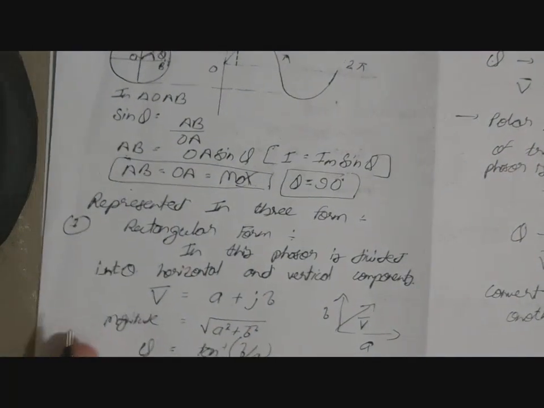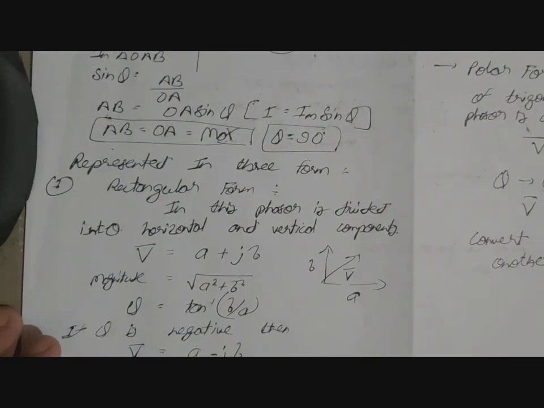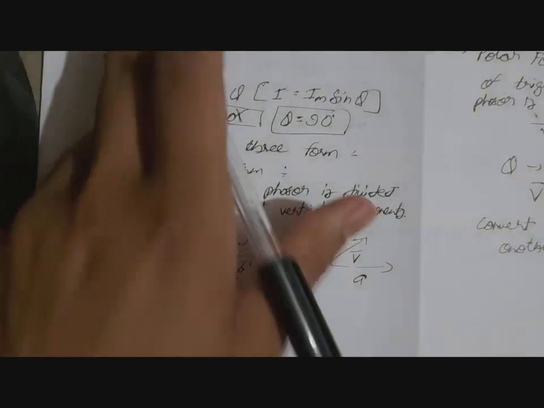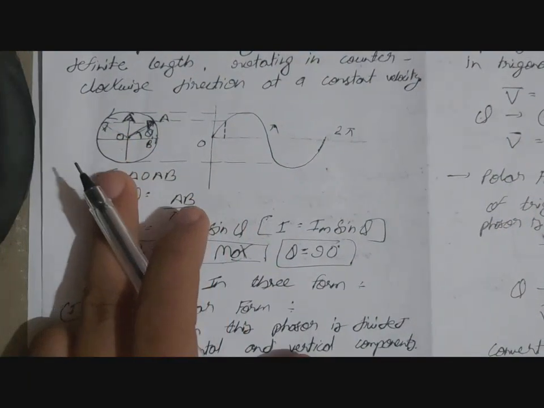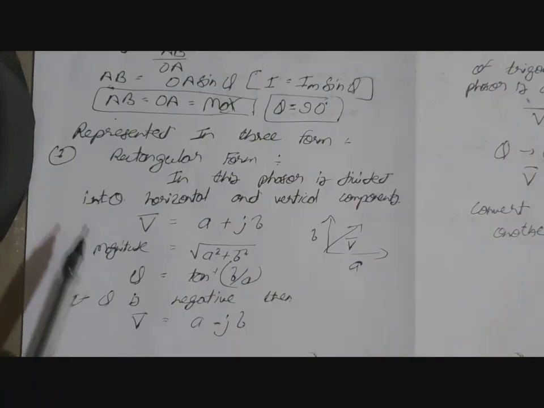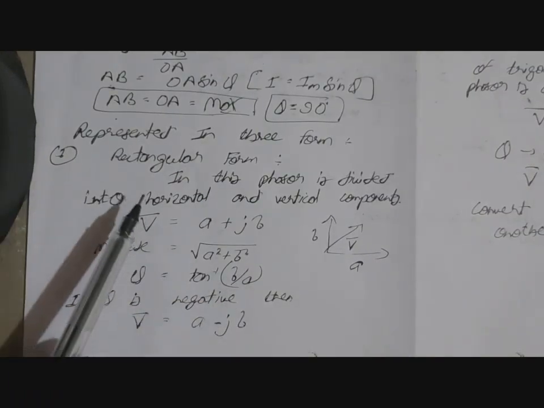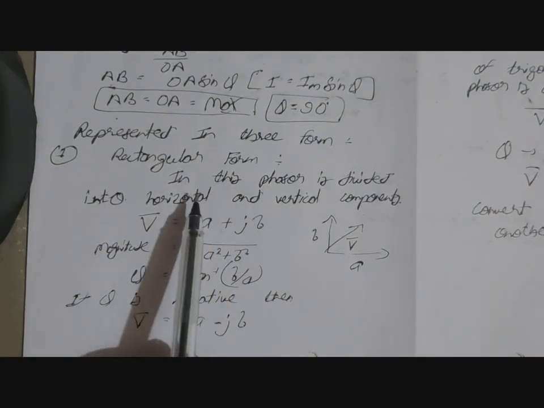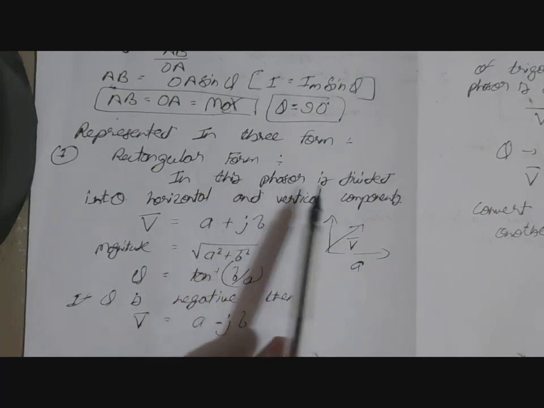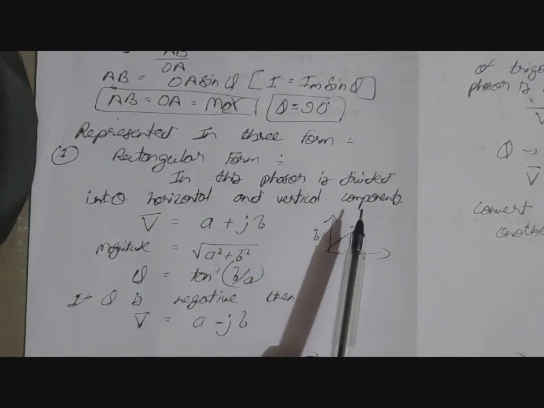Represented in three forms. So phasors can be represented into three forms. So the first is rectangular form. In this, the phasor is divided into horizontal and vertical components.